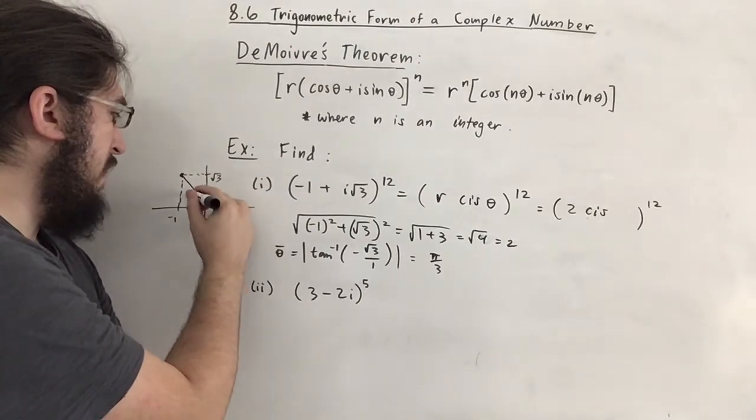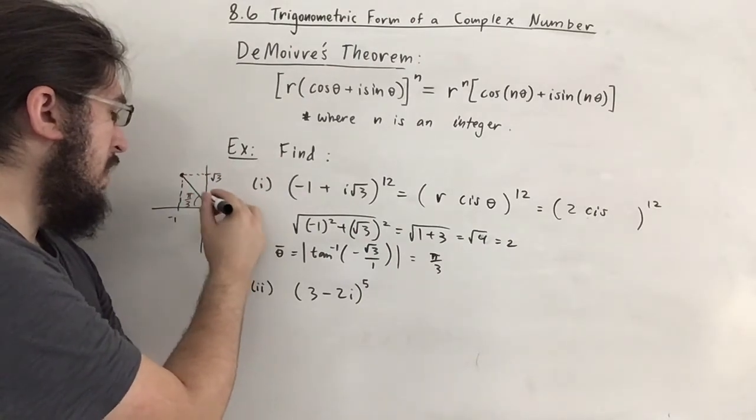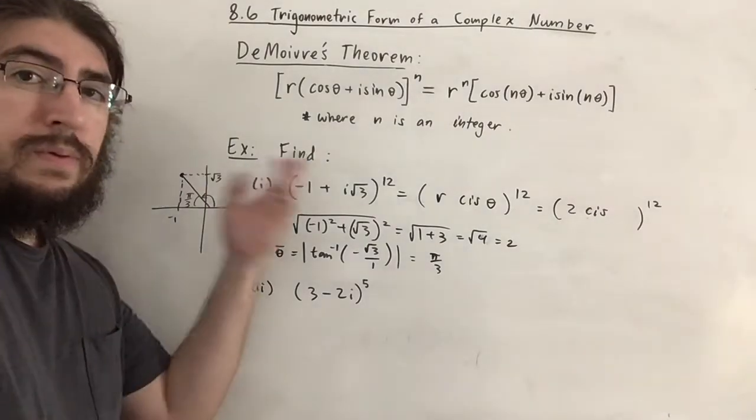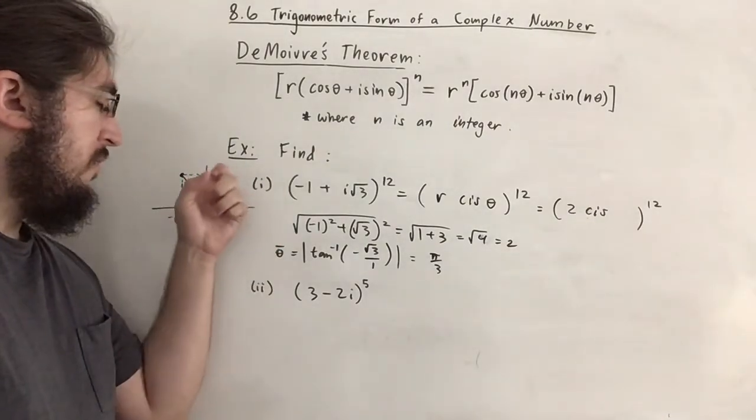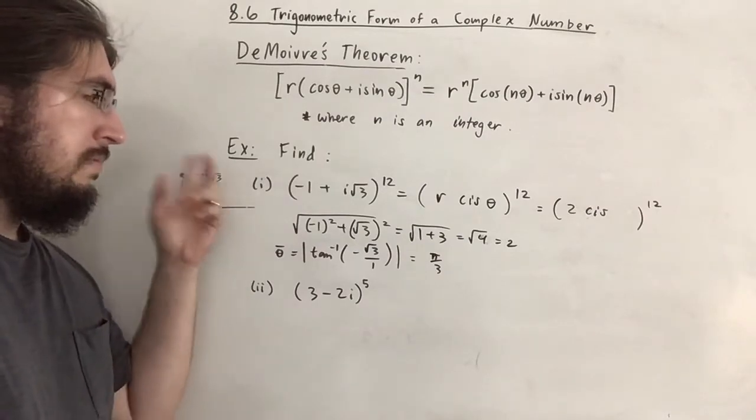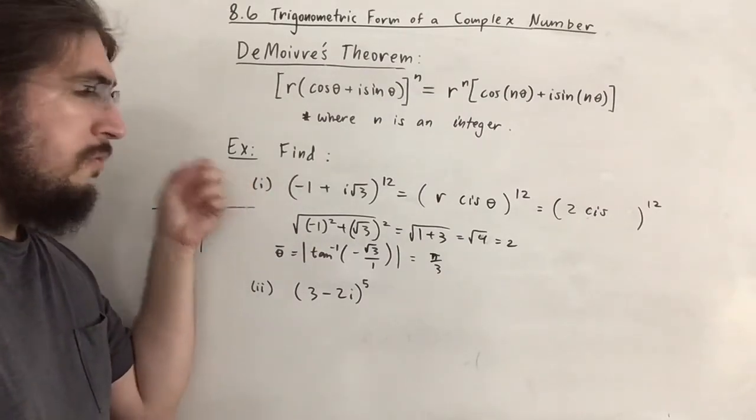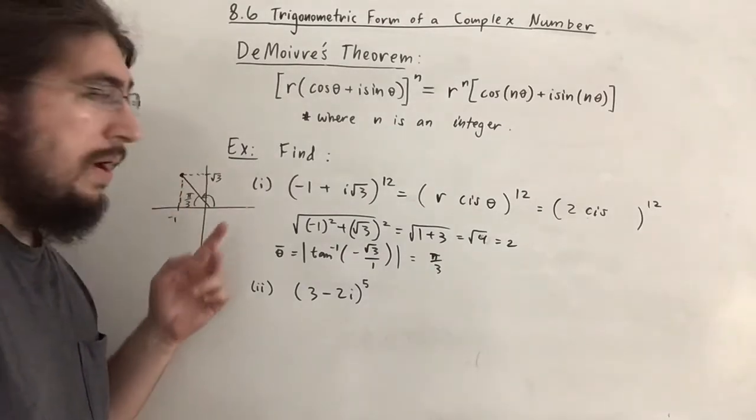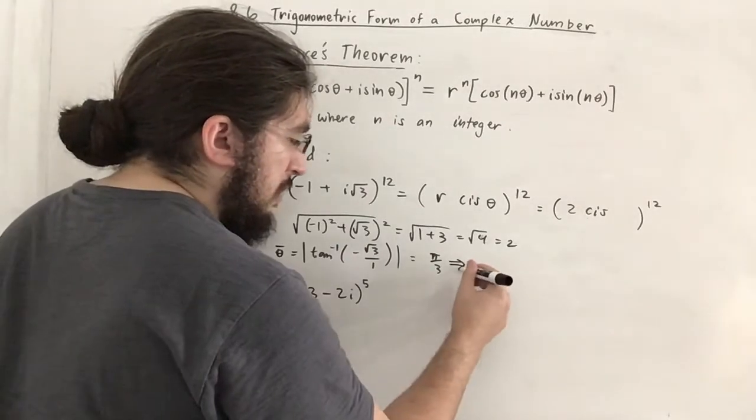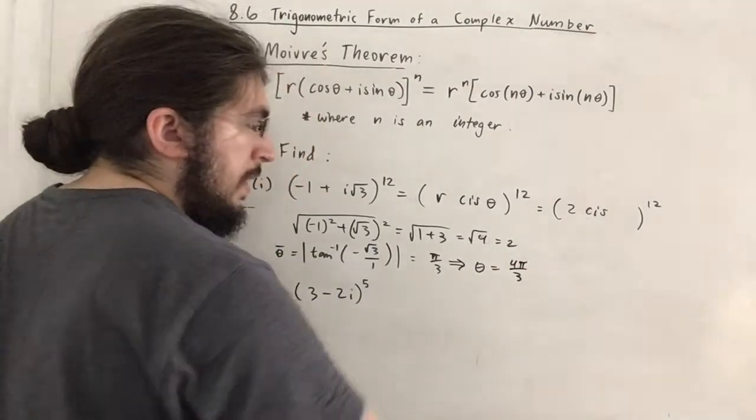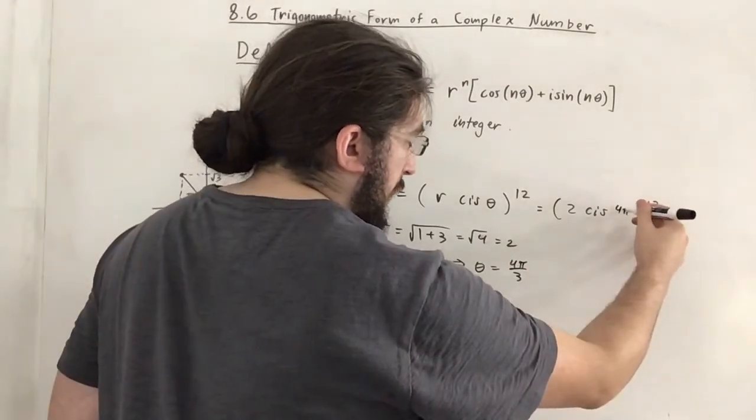So if this reference angle is pi over 3, then the complete angle must be 2 pi over 3. In fact, remember what I showed you earlier, for the thirds in the complex plane, or I guess in the unit circle in general, it's pi over 3, 2 pi over 3, 4 pi over 3, and 5 pi over 3. So this implies that the angle is actually 4 pi over 3. Hope that's okay. Good. Great.